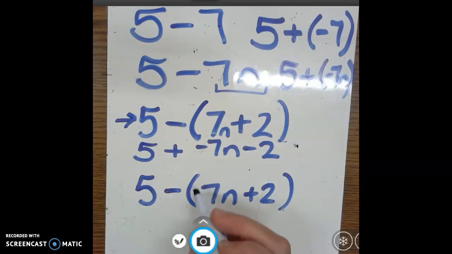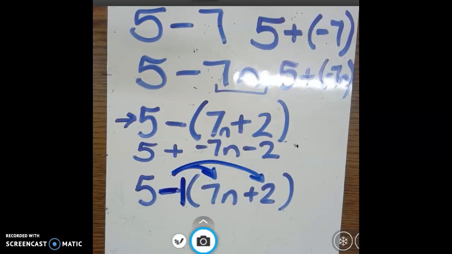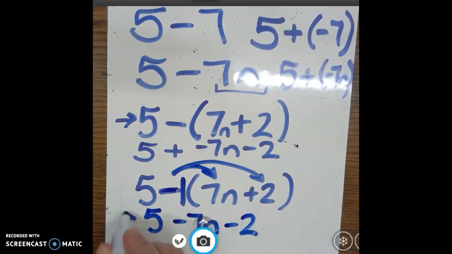So if we think of this as distributing a -1, if we multiply that -1 times everything inside of the parentheses, we now have 5 minus 7n minus 2, which matches the whole concept of adding the inverse, okay? So let's look at a couple of other examples.